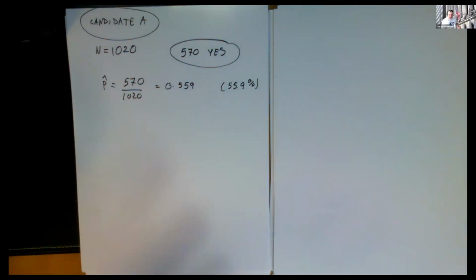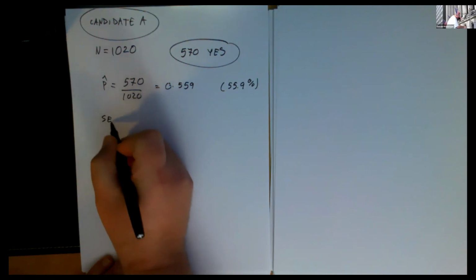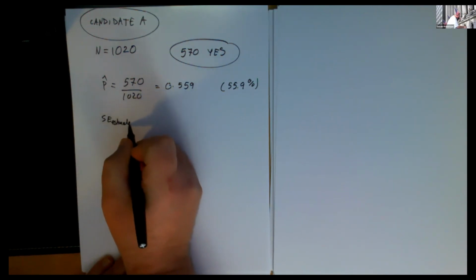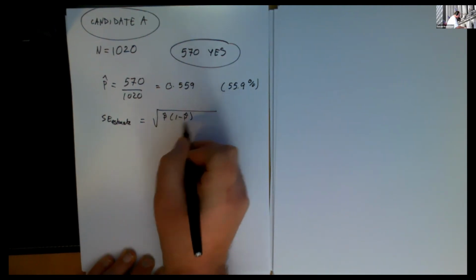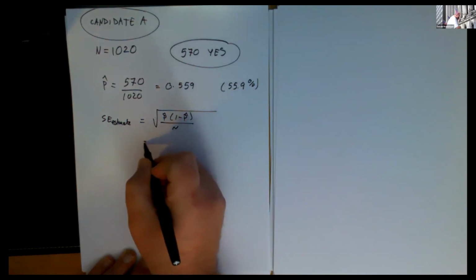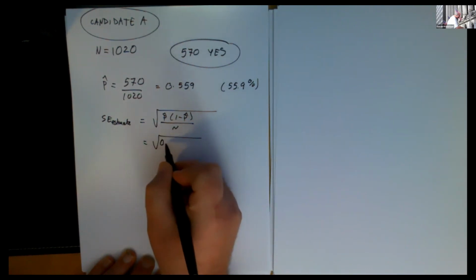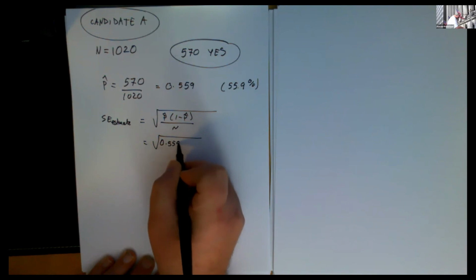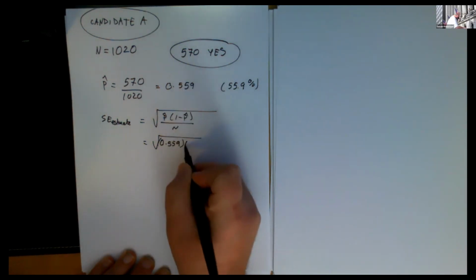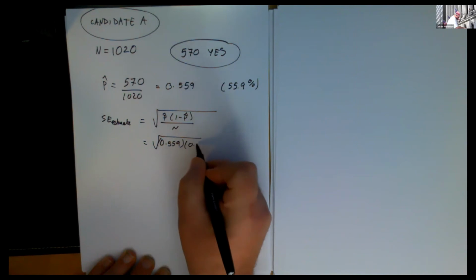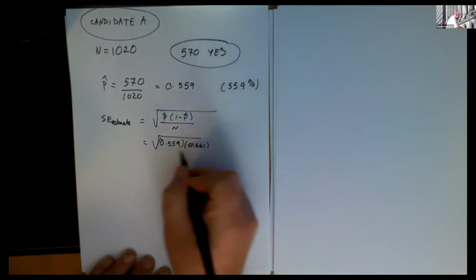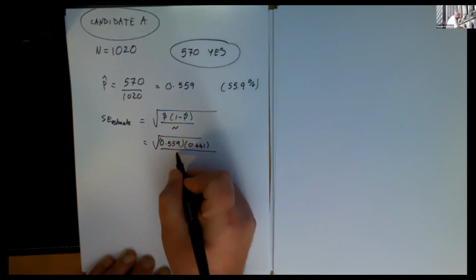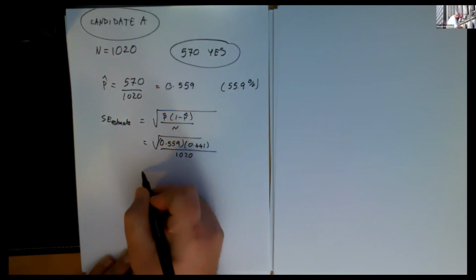Okay, the next one is just a choice. Well, let's do standard error, then we'll do the choice. Standard error estimate is the square root of P hat, 1 take away P hat over N. In this case, it's going to be 0.559, because that's P hat. Take that away from 1 and you get 0.4441. And the whole thing is going to be divided by N, which is 1020.